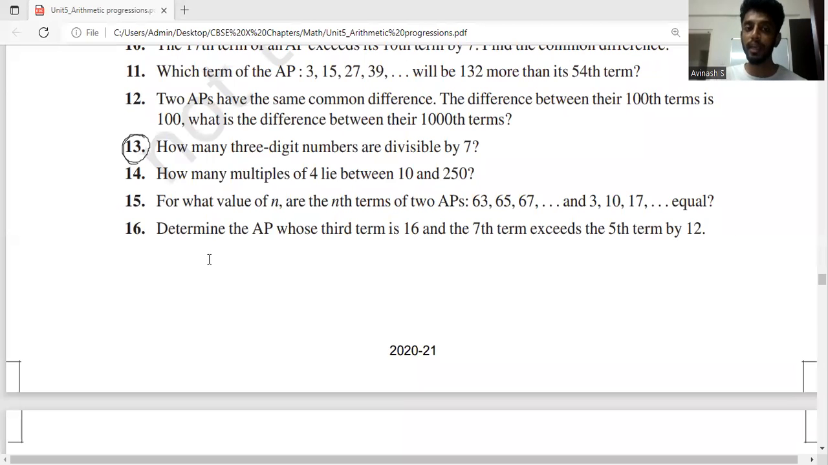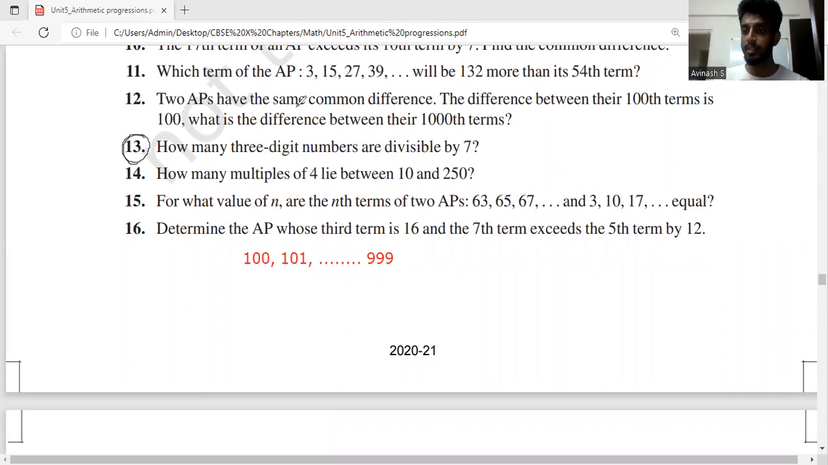So, before getting into 3-digit numbers that are divisible by 7, what are the 3-digit numbers? We know the 3-digit numbers start from 100, 101, and we have it till 999. But this is not the required AP. Within this range, which are the 3-digit numbers which are divisible by 7?